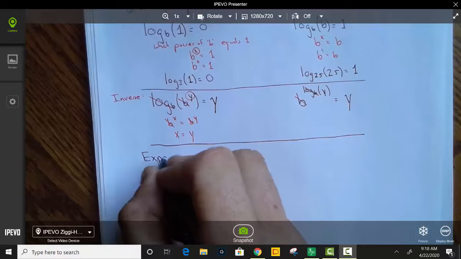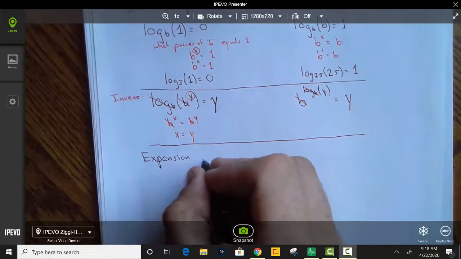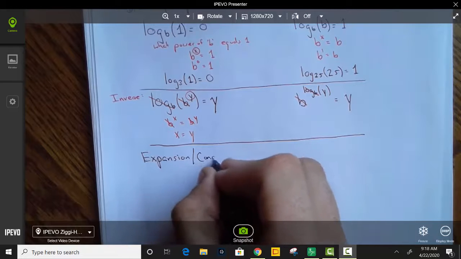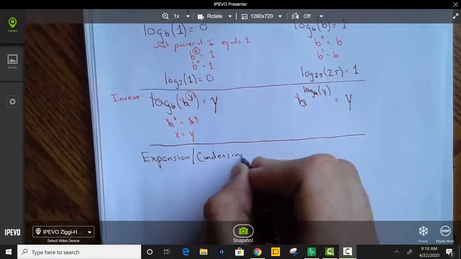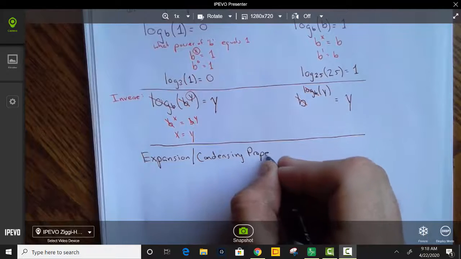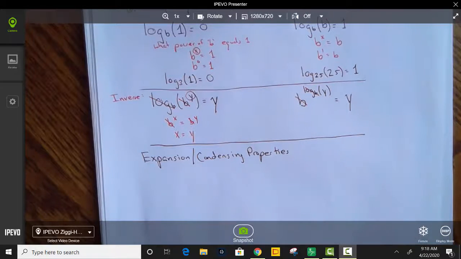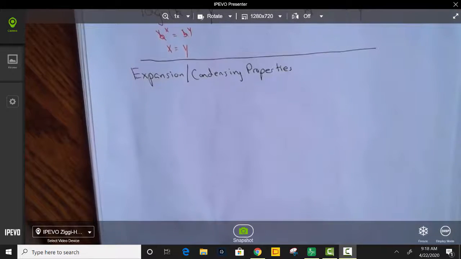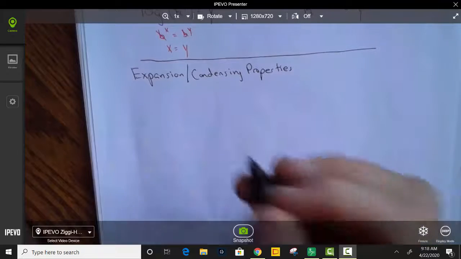The next properties we have are what's called expansion and condensing properties. If you take calculus, it's beneficial to be able to take one logarithm and expand it out into several logarithms, where each expression inside the logarithm is less complicated than the original. And so we use what's called expansion properties. And sometimes when we solve equations, we have multiple logarithms and we need to condense them back into one logarithm so we can take advantage of some inverse properties.